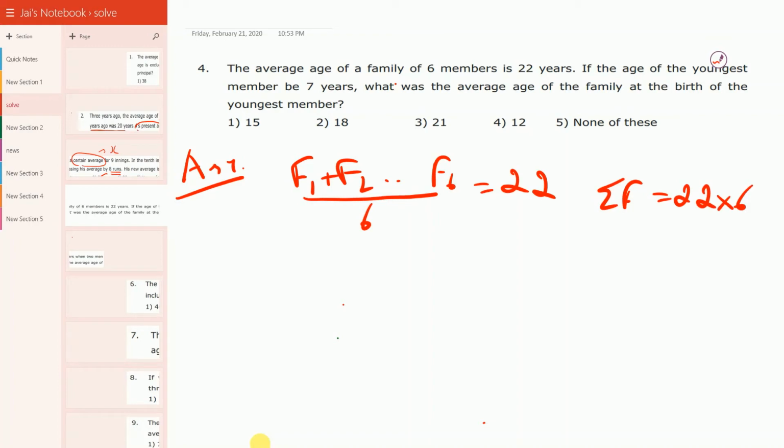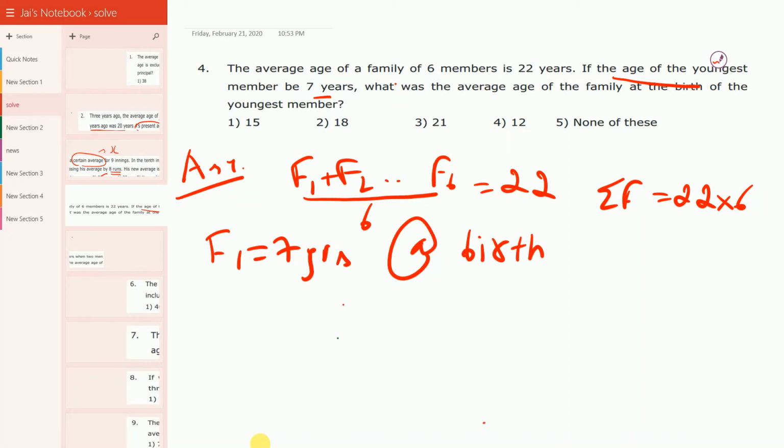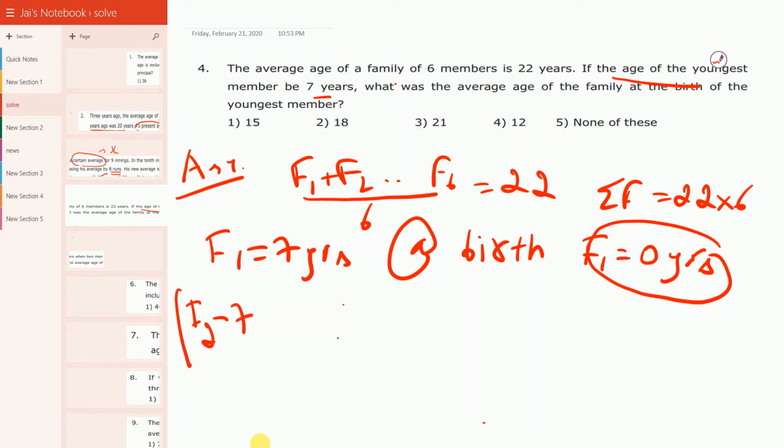Now coming on to the second statement: the age of the youngest member is 7 years, that means they have already given the value of F1 to be 7 years. What was the average of the family at the birth of the youngest member? So at the birth of the youngest member, I am assuming F1 to be the youngest member. The value of F1 is 0 years since he was only born at the time, and the value of all the other family members would decrease by 7, that is F2 minus 7, F3 minus 7 up till F6 minus 7, and they are asking me the new average of the family members.